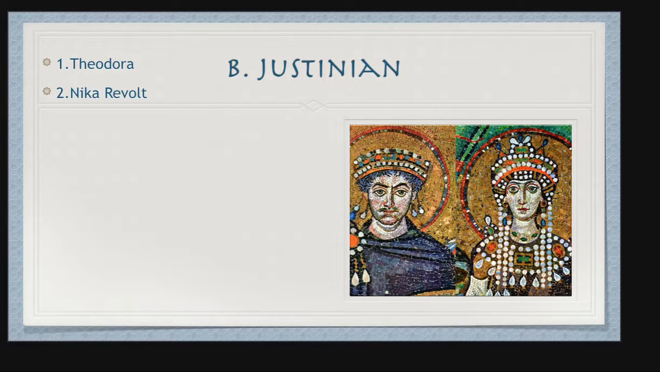It's called the Nika Revolt. Anybody know what Nike stands for? It's a goddess. It is? What does it mean? Victory, or to conquer, yeah. And so that Nike, or Nika, was the word for conquer, or victory. So this was their revolt to have victory over the government. 30,000 men die in the Hippodrome because of this revolt.